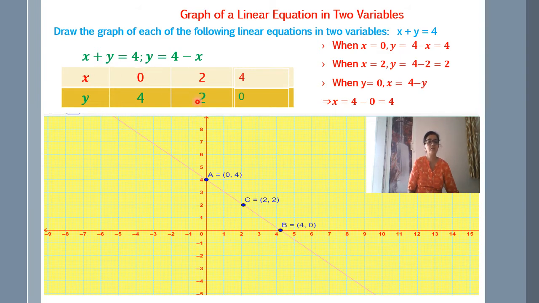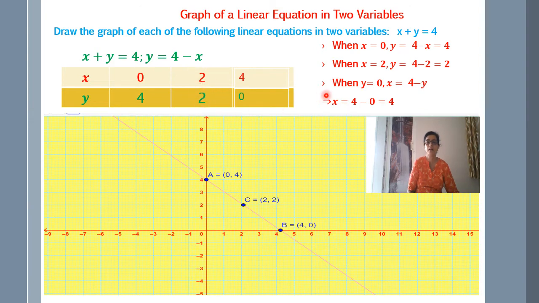Now remaining is only one pair, and for that one pair I told you that we can take any value of x which is simpler one. Either take 1, minus 1 or take 2, minus 2. Here I have chosen 2. So by taking 2 in the second equation, I have replaced x with 2. Then what do I get? y is equal to 4 minus 2, and that is equal to 2. So when I take x is equal to 2, I get y is equal to 2.